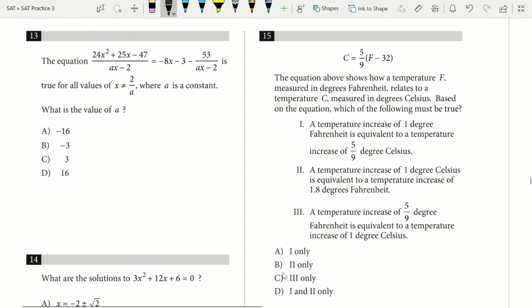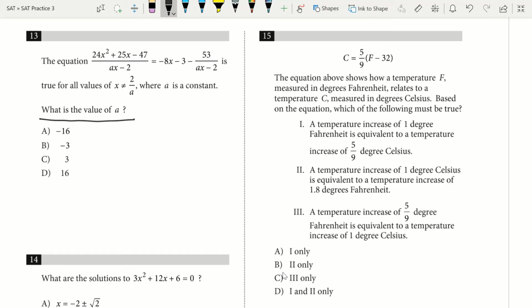Question 13. 24x squared plus 25x minus 47 over ax minus 2 equals negative 8x minus 3 minus 53 divided by ax minus 2. And this is true for all values of x that don't equal 2 over a, where a is a constant. We're asked to find the value of a.